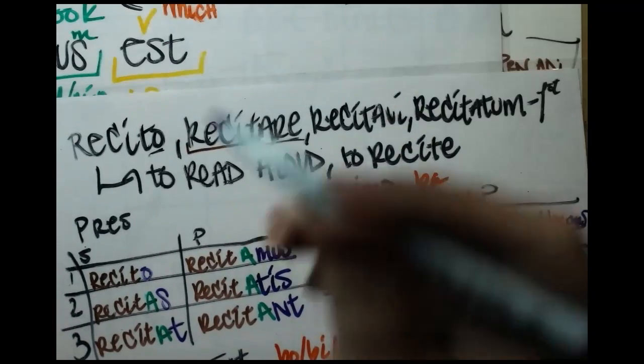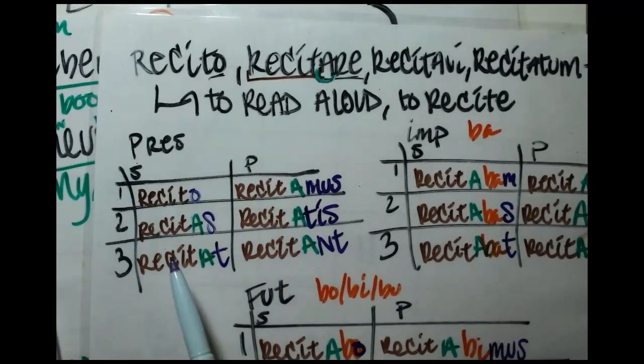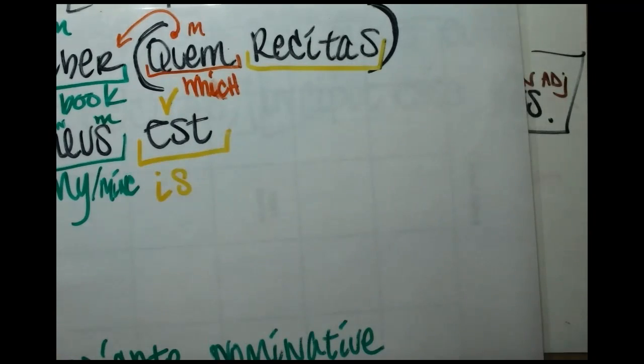So what do we have here? We have recitas. Recitas, that is second person singular in the present. So you read aloud or you recite. So let's put that in there.